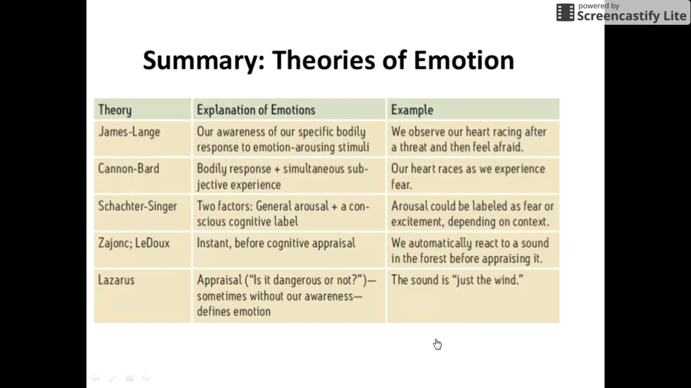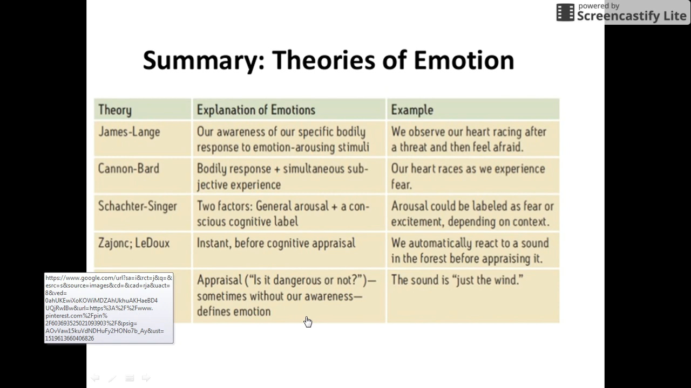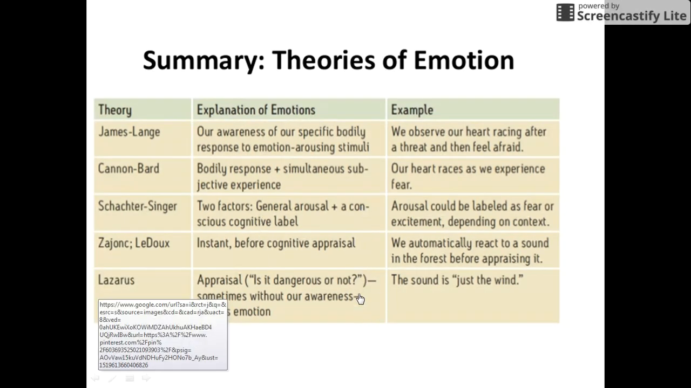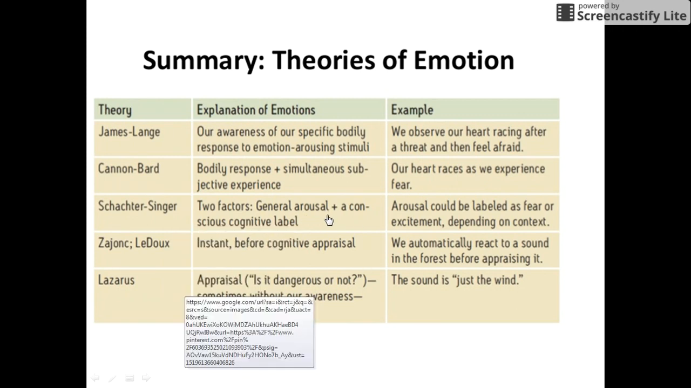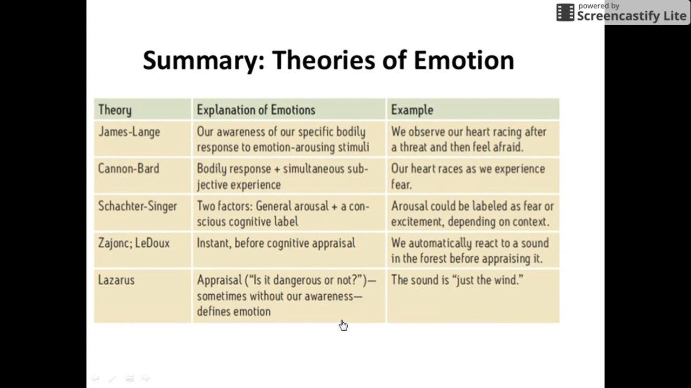Okay. Here's a great chart to copy down. I would pause it. I would freeze it. It goes over all the different theories that you need to know. Know that these three right here really deal with the cognitive label. The cognitive label happens at the same time as the physical. The cognitive label happens, as you saw, an instant before the emotion. And with this one, the appraisal happens sometimes without our awareness, and it happens after our emotions. So make sure you look those over.